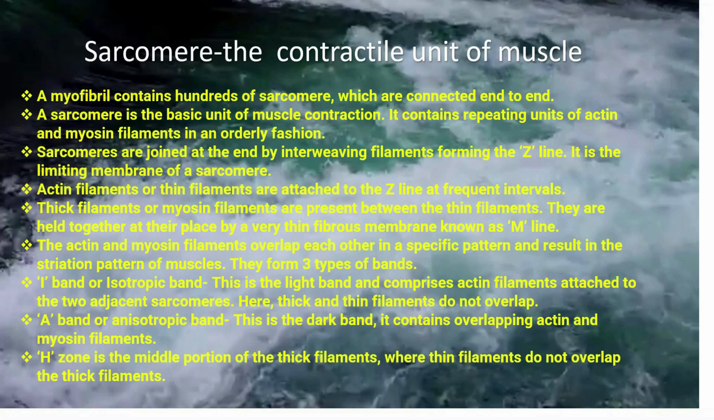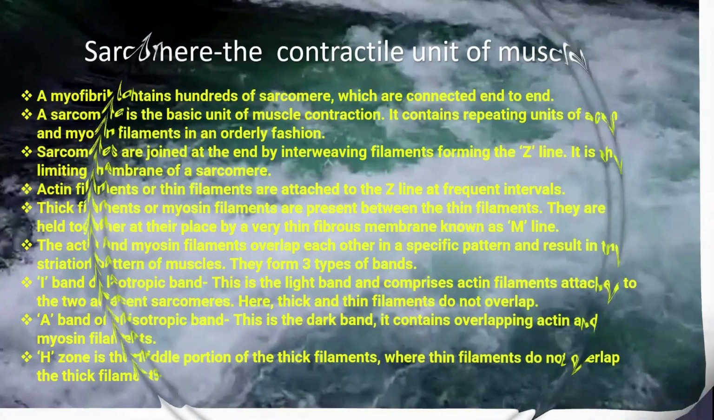They form 3 types of bands. 1. I-band, or isotropic band. This is the light band, and comprises actin filaments attached to the 2 adjacent sarcomeres. Here, thick and thin filaments do not overlap. 2. A-band, or anisotropic band. This is the dark band; it contains overlapping actin and myosin filaments. 3. H-zone is the middle portion of the thick filaments, where thin filaments do not overlap the thick filaments.